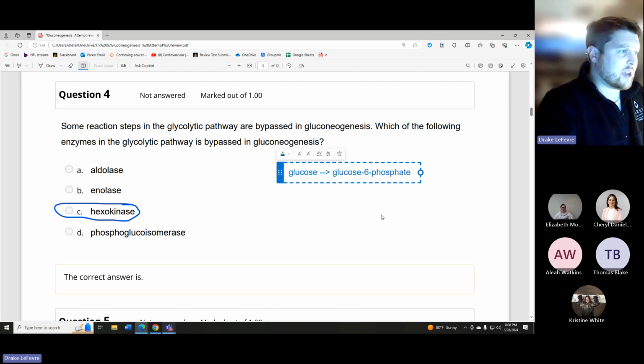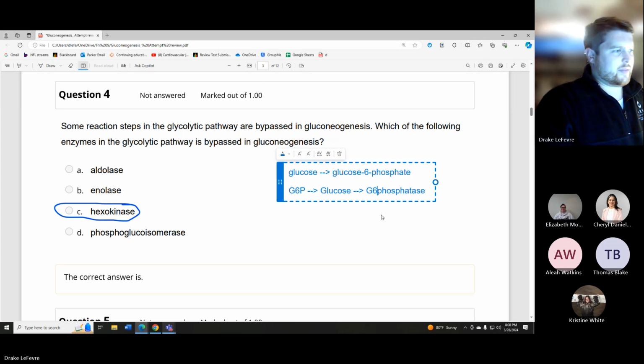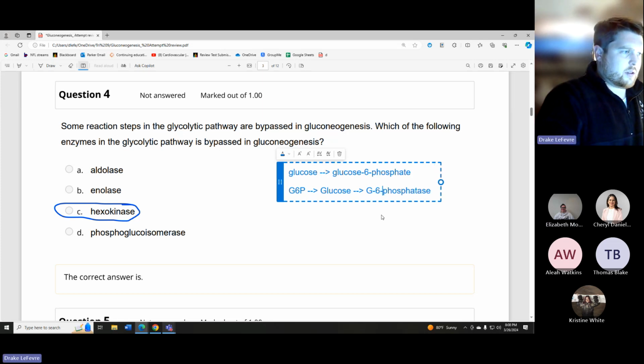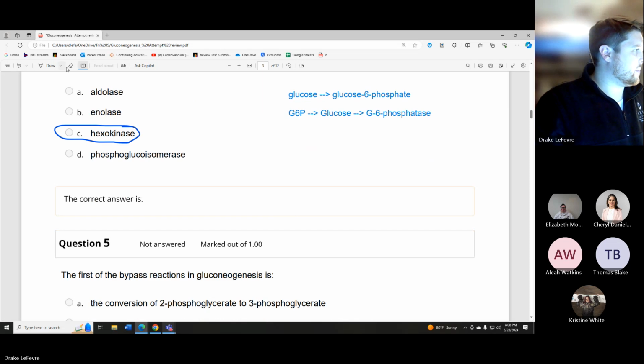So if we're naming enzymes, to go from glucose 6-phosphate back to glucose, what needs to happen? Remove the phosphate, right? So what enzyme removes phosphates? A phosphatase. And what's the phosphatase going to act on? Glucose 6-phosphate. So glucose 6-phosphatase. If we know glycolysis, we know the process, hopefully we can come up with the name. Good job.